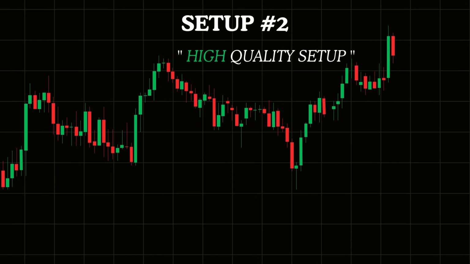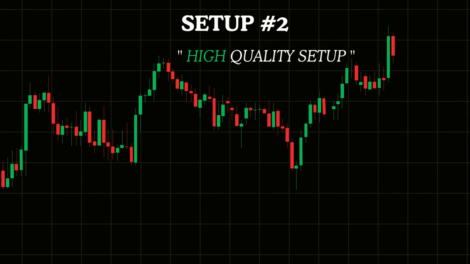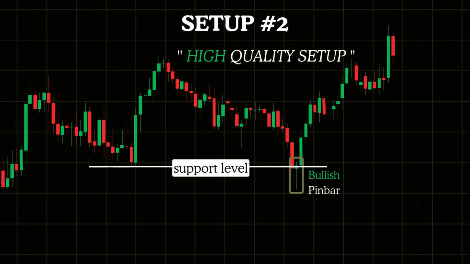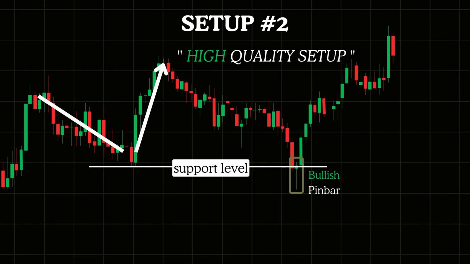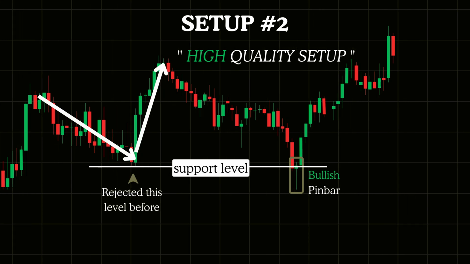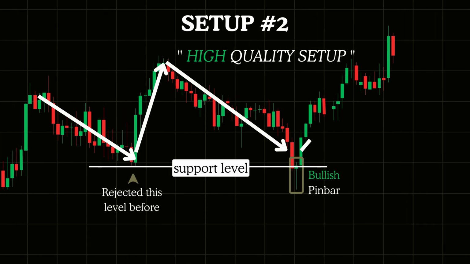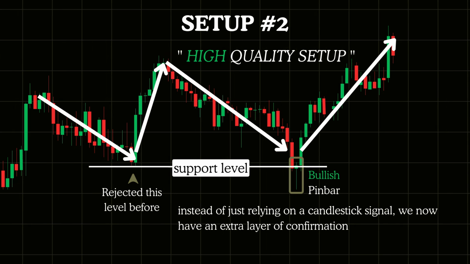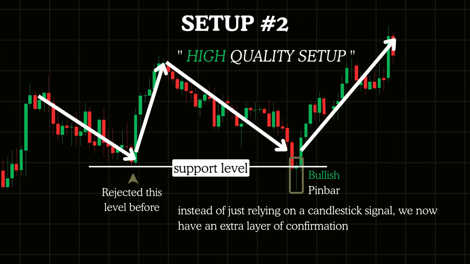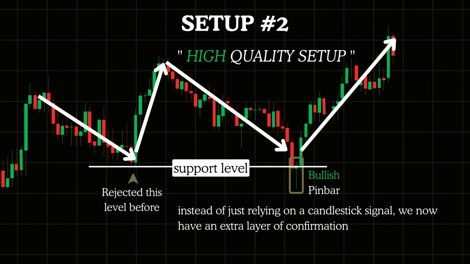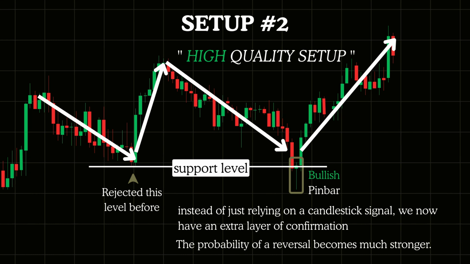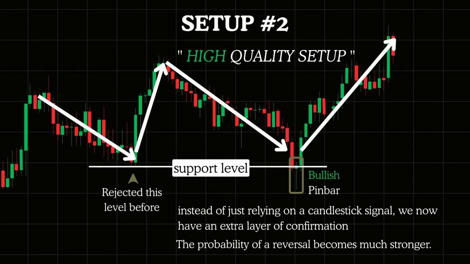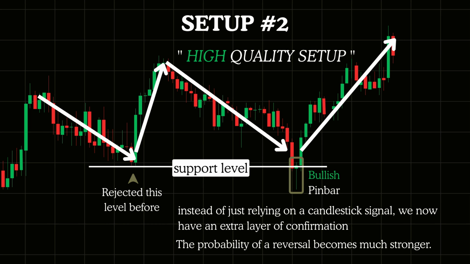This one is labeled a high-quality setup because if you observe closely, the pin bar formed as the price reached a key support zone. Historically, this level had already acted as an area of rejection, which increases the odds of it being respected again. So instead of just relying on a candlestick signal, we now have an extra layer of confirmation from market structure. With the pin bar forming right at a known support area, the probability of a reversal becomes much stronger. These high-probability setups are exactly what we should be targeting when planning a trade.